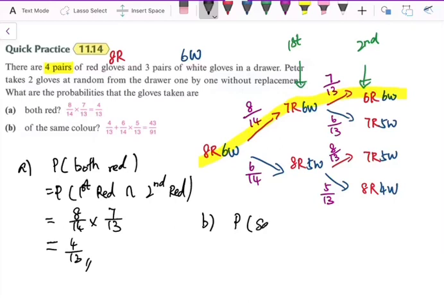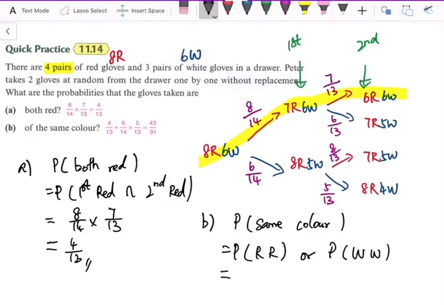Now take a look at the B part. B part is talking about the same color. So what do we mean by same color? That means the probability of red, or the probability of white. Don't forget it is either or, you can only choose one case. Either or, in probability we use plus to represent it. So now take a look at the first one, red. Where is the red? Here, right? Red. So where is the white? So we highlight the white first.